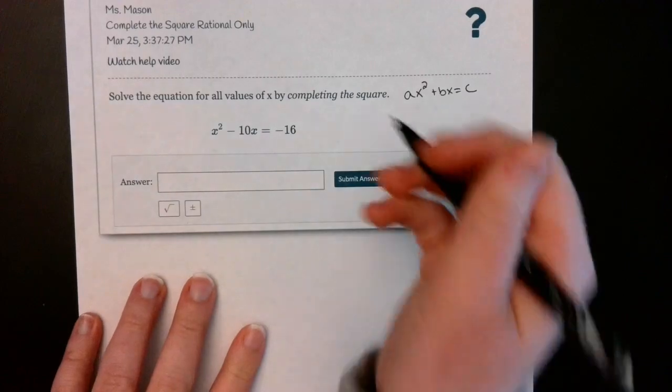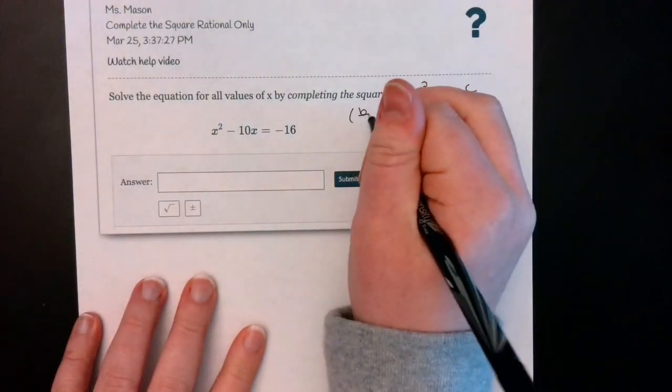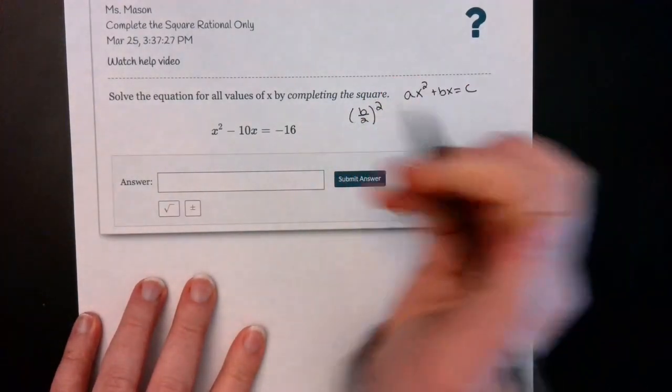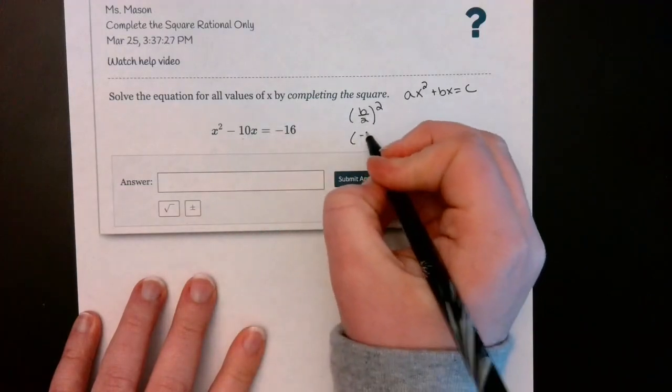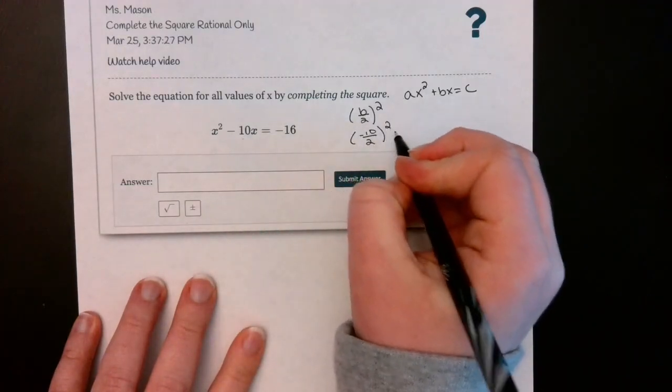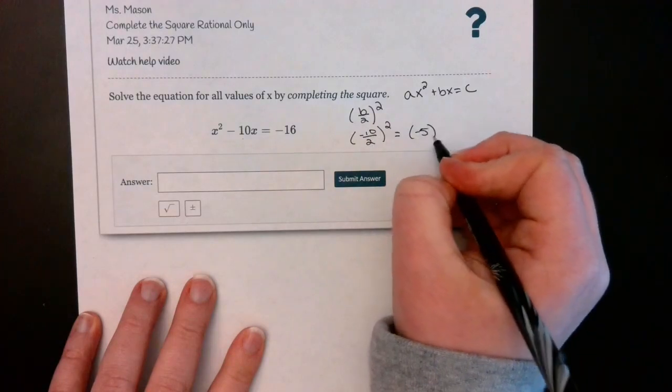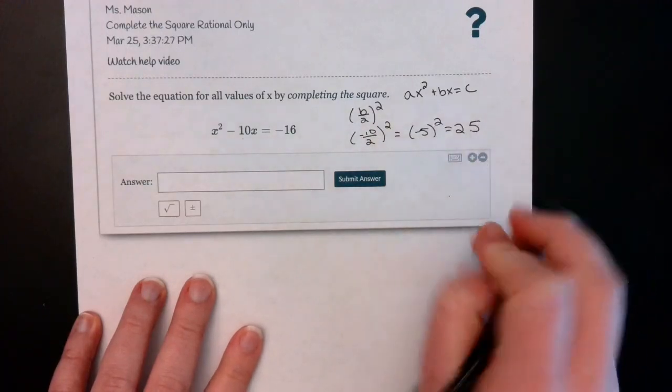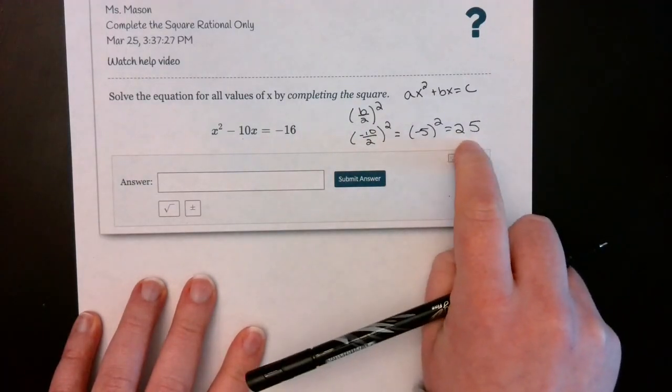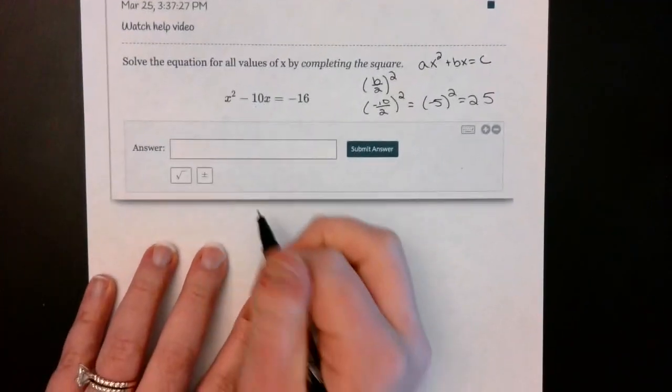To start, I need to do b divided by 2 squared. So my negative 10 divided by 2 squared is negative 5 squared, which gives me a positive 25. Remember, this number will always be positive. So then I'm just going to rewrite it down here.